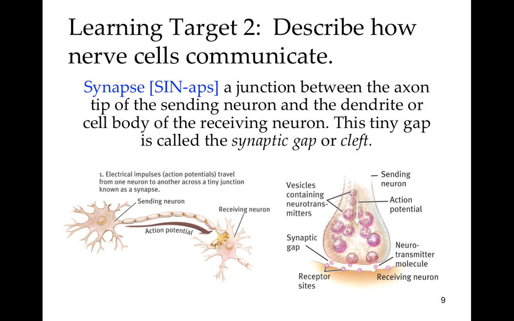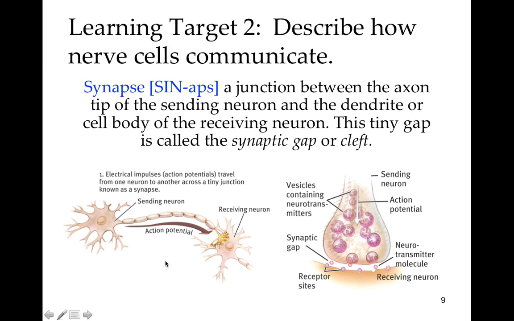All right, so today our second learning target is going to describe how nerve cells communicate. We know that between the sending neuron and the receiving neuron is a synaptic gap. This is the junction between the tip of the sending neuron and the dendrite or cell body of the receiving neuron. There's a tiny gap. Sir Charles Sherrington referred to it as a protoplasmic kiss, this resting pause in between the neural transmission. And that's how the synapse was identified.